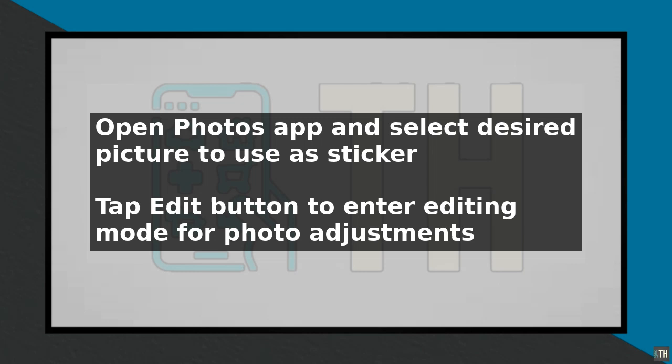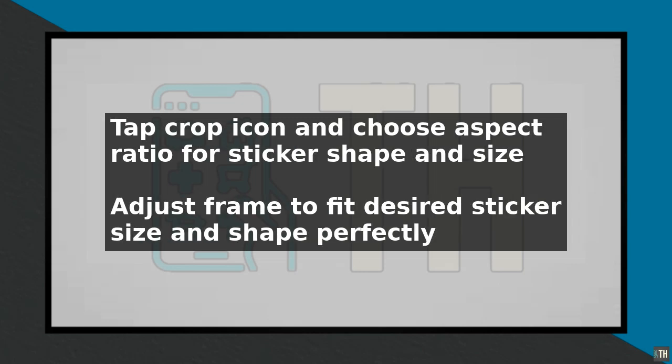Adjust the frame to fit your desired sticker size and shape. After cropping, tap the Done button to save your changes. Then, open the Shortcuts app and create a new shortcut by tapping the plus icon in the top right corner.